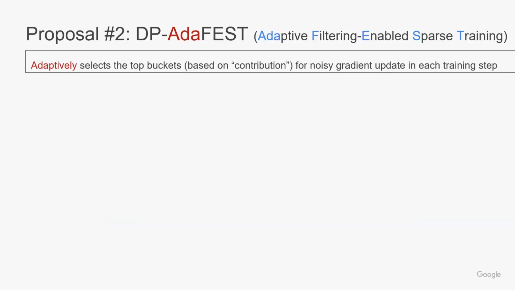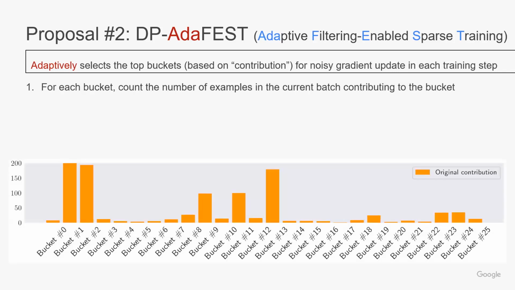To address this issue, we further propose DP-AdaFast, an adaptive method for selecting the most informative buckets during the training. On a high level, for each bucket, we'll try to generate some DP contribution score based on the bucket-wise and example-wise counting, and then we'll only keep the buckets whose contribution score is higher than a certain threshold and add Gaussian noise to these gradients for updates.